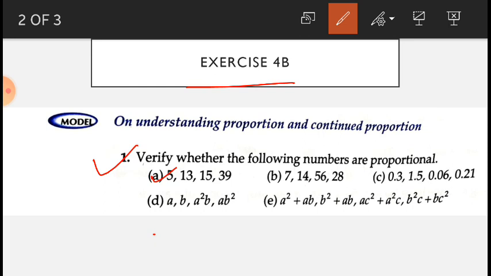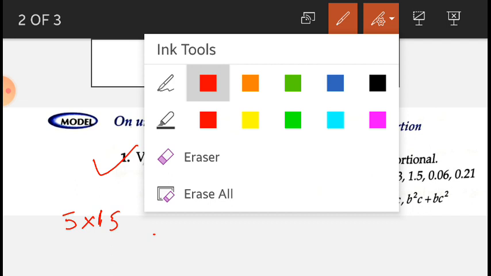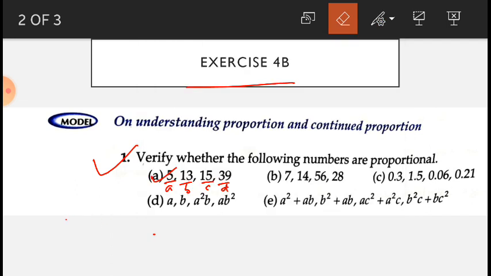Now the question number A, that is 5, 13, 15 and 39. So we need to check that 5 into 15 is equal to 13 into 39. I consider this is A, this is B, this is C, and this is D. No, this does not happen. What should happen is that 5 into 39 equals 15 into 13. If this happens, then you can say it is in proportion.